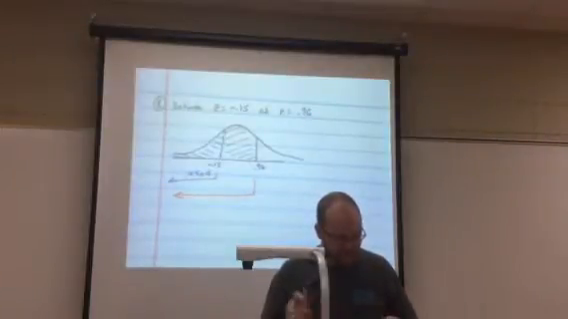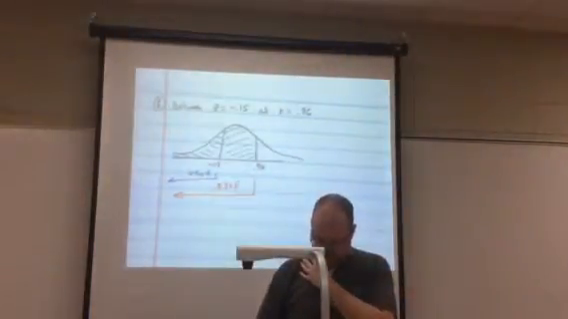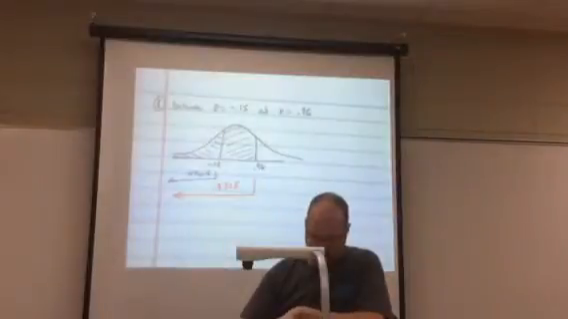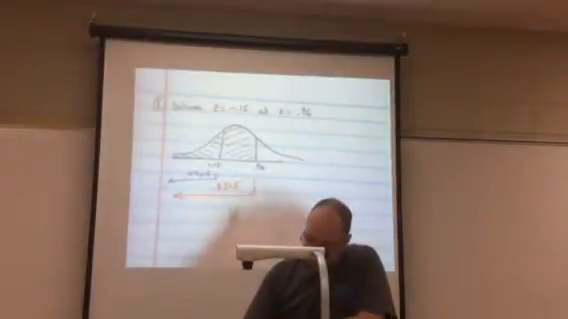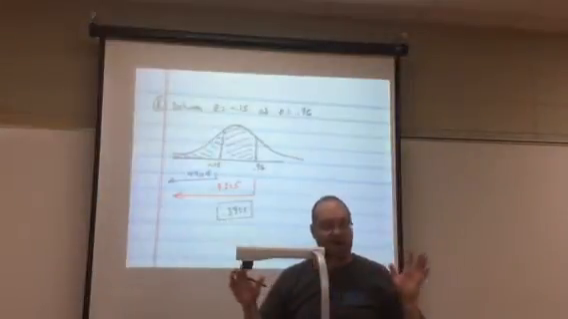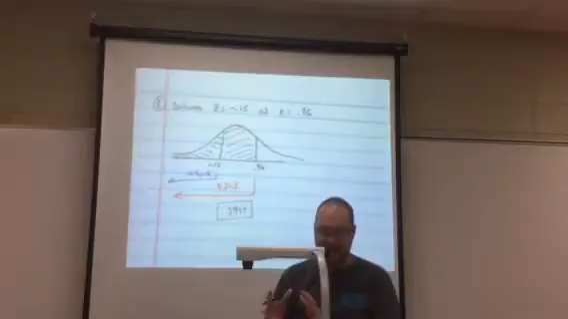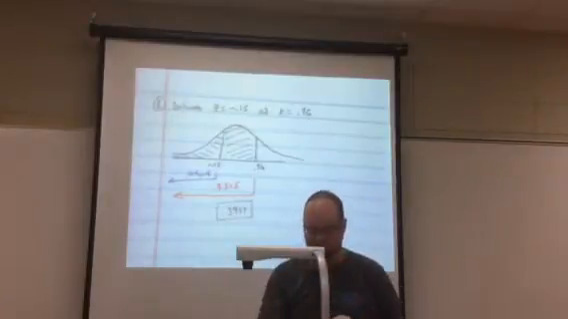Positive 0.96 is 0.8315. And again, the difference in those is going to be the answer to my problem, which is 0.3911. All right, so we're able to find the areas to the left, areas to the right, areas between, and all of that has got to work together to answer some questions.